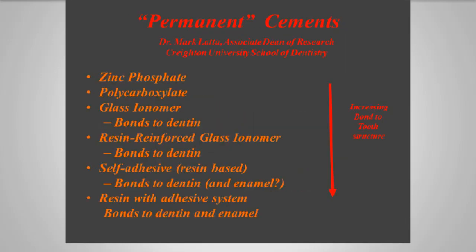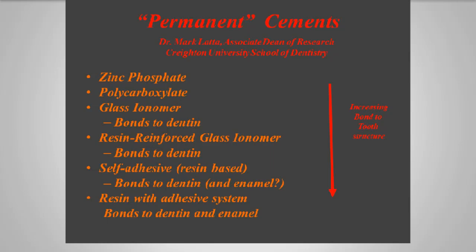So if we look at this slide from Dr. Latta on permanent, what we call definitive cements, increasing bond strength to tooth structure top to bottom, we see zinc phosphate at the top, which is soluble. Polycarboxylates chelated to dentin, but they were soluble. Glass ionomers bonding to dentin, but soluble. And resin reinforced glass ionomers really were the first insoluble definitive cements that we had, which also release fluoride. And resin reinforced glass ionomer cements are very popular cements to this day.